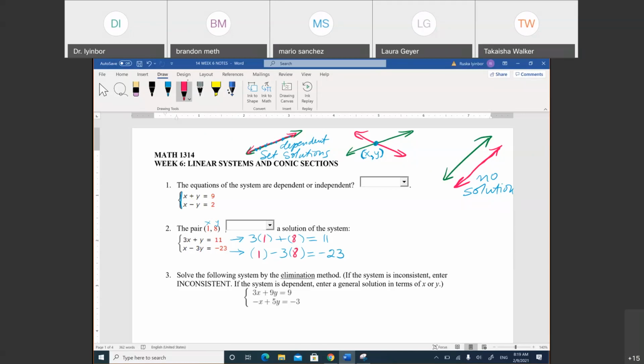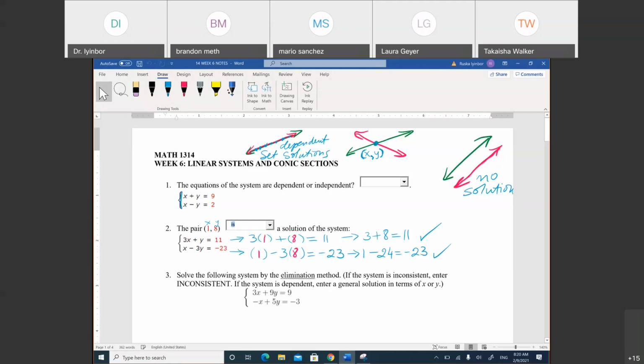Okay, so let's double check. The first one gives me 3 times 1 is 3, plus 8 equals 11. Is that true? Yes, 8 plus 3 is 11, right? So this is true. Now let's check the second one. 1 minus 3 times 8 is 24, equals negative 23. Is that true? 1 minus 24 is exactly negative 23. Yes, that's right. So it is a solution, and that's what you're going to pick.